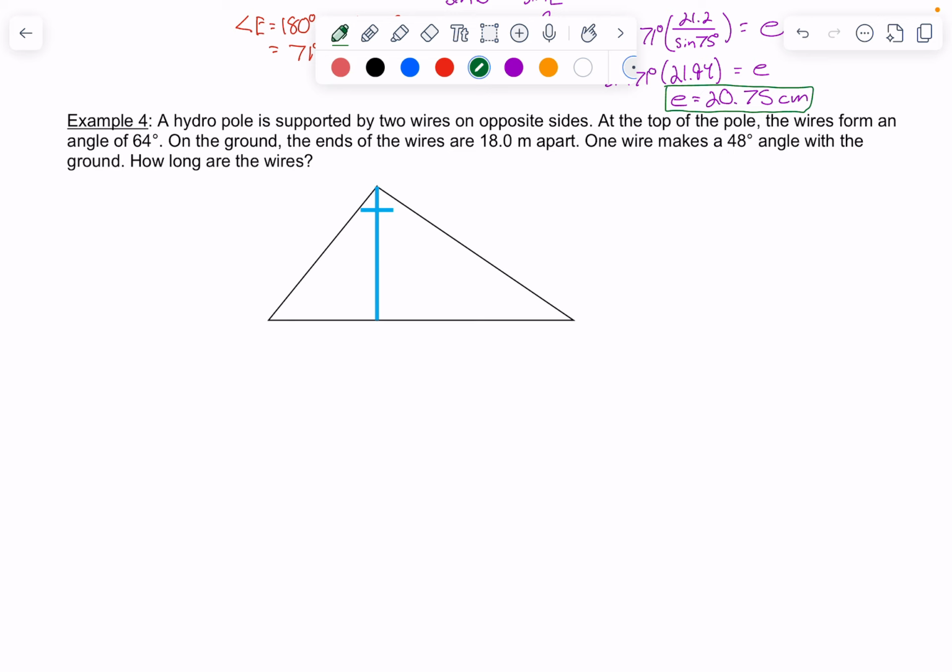Okay, so the hydropoles, those are those things that you see on the side of the road, you know, that carry those black wires that birds sit on. That's what a hydropole is.